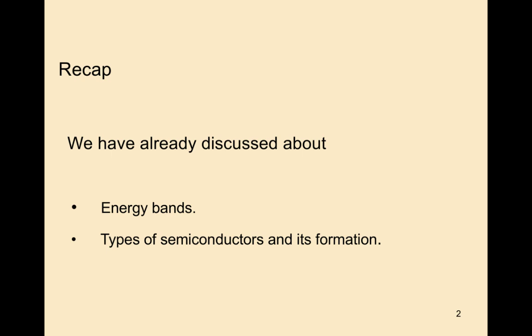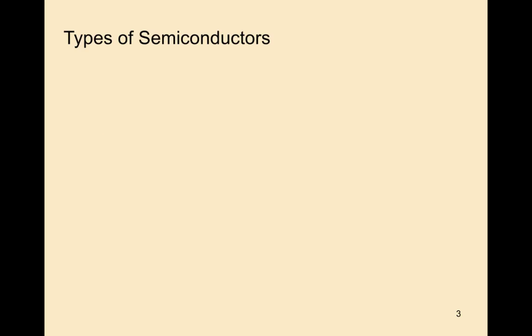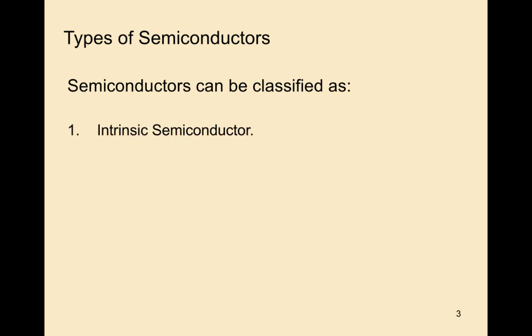Next we need to know about types of semiconductors. First we get clarity about semiconductors and types of semiconductors, then only we can differentiate the semiconductors. Types of semiconductors can be classified into two types: intrinsic semiconductor and extrinsic semiconductor.